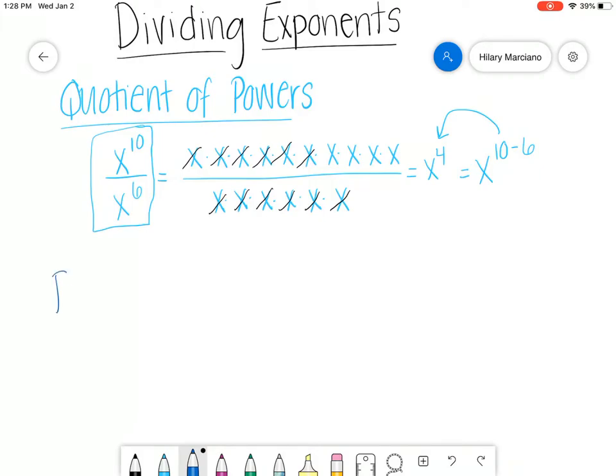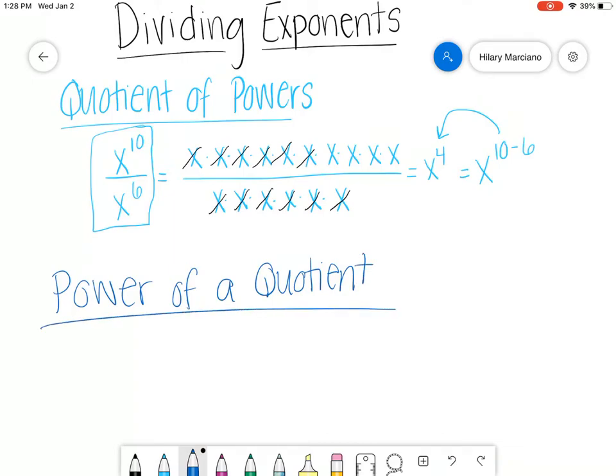The other way that we divide exponents is by the power of a quotient. So now we have a fraction, and we're raising it to a power. Say we have 2/3, and we're raising that to the power of 2. So we need to take 2 to the second and put that over 3 to the second. 2 to the second is 4, and 3 to the second is 9. So our answer would be 4/9.